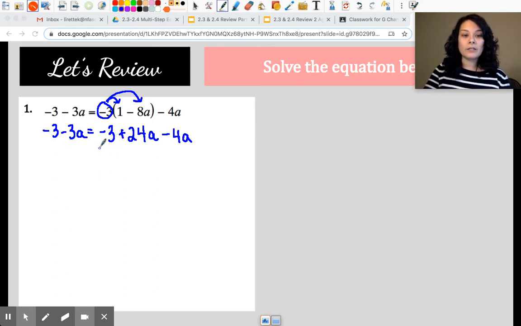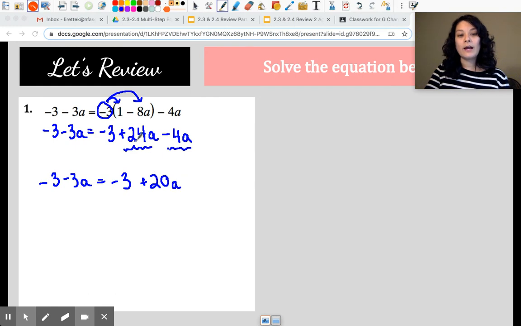Well, I've got a variable term and a variable term that I can combine on the right, so I'm going to do that. And I should get a positive 20a. I have to subtract them because their signs are different, and I match the sign of the larger number, which was the 24.